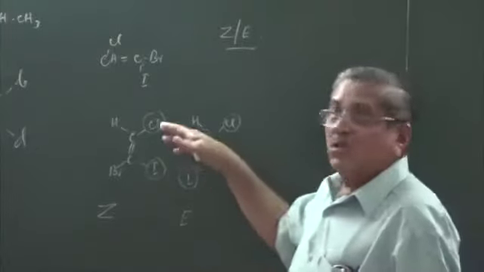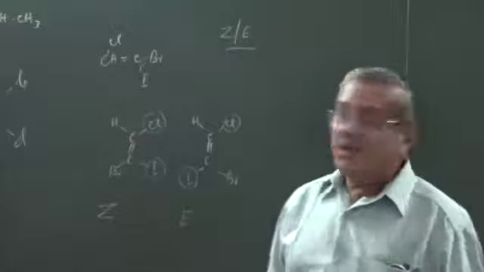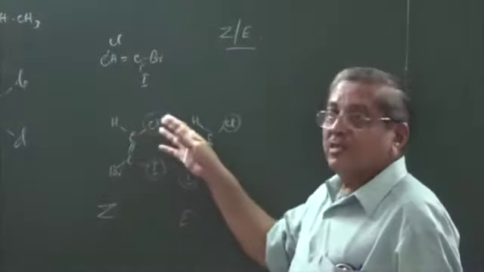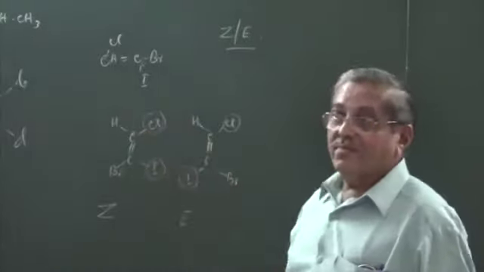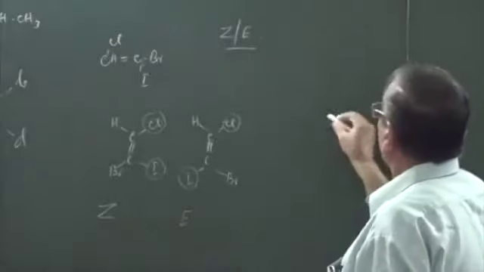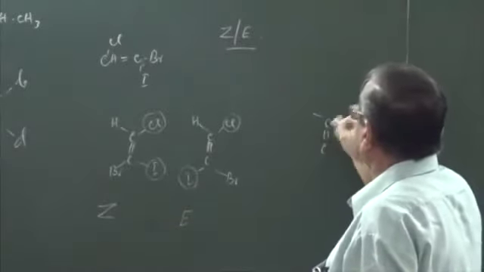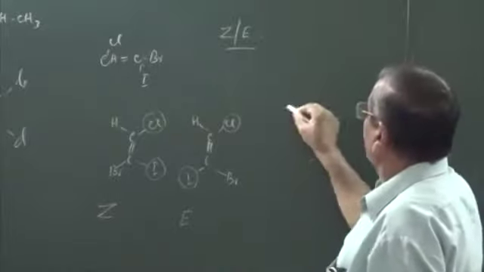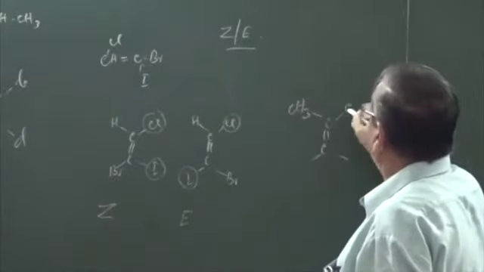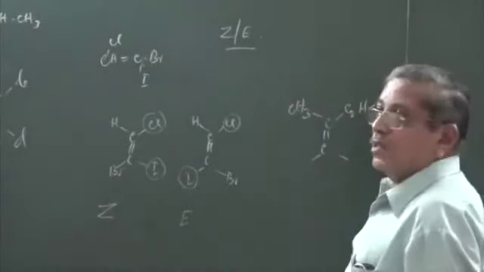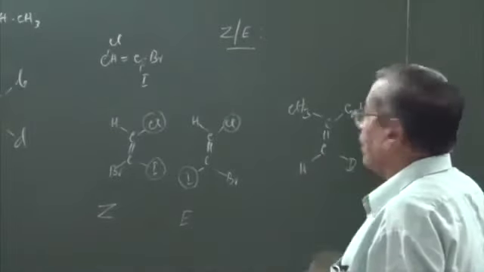So, here in this example, we have taken hydrogen, chlorine, bromine, iodine. Now we will take another example. Now we have C double bond C. Then we have CH3, then C2H5. Then we have H, and we have D.